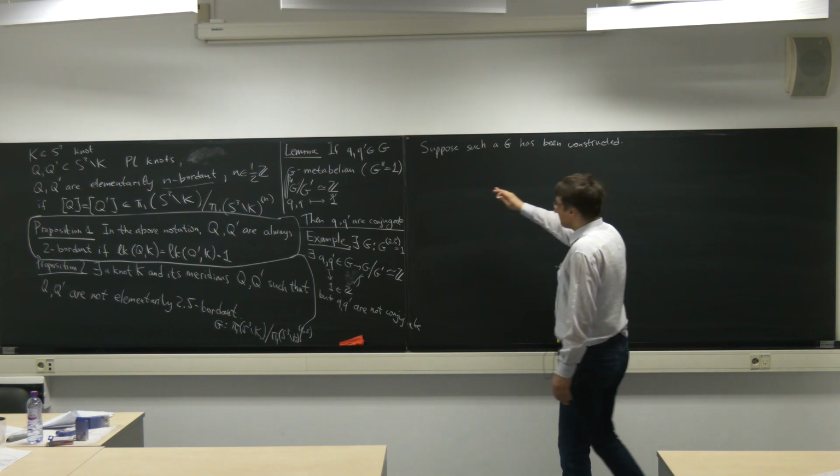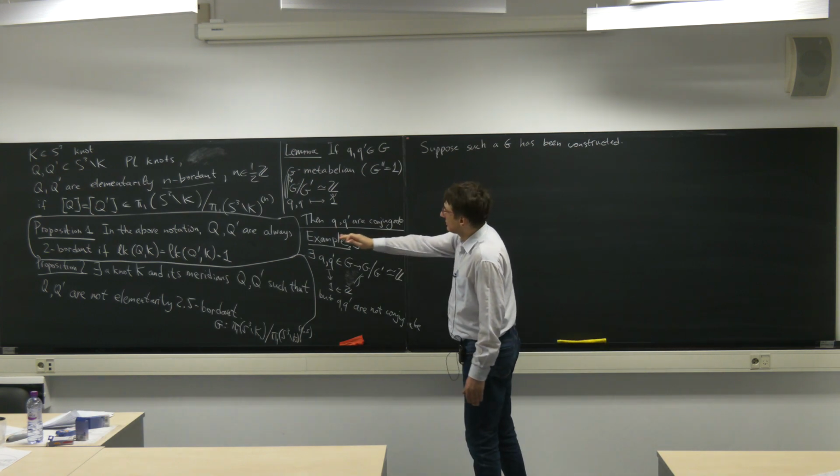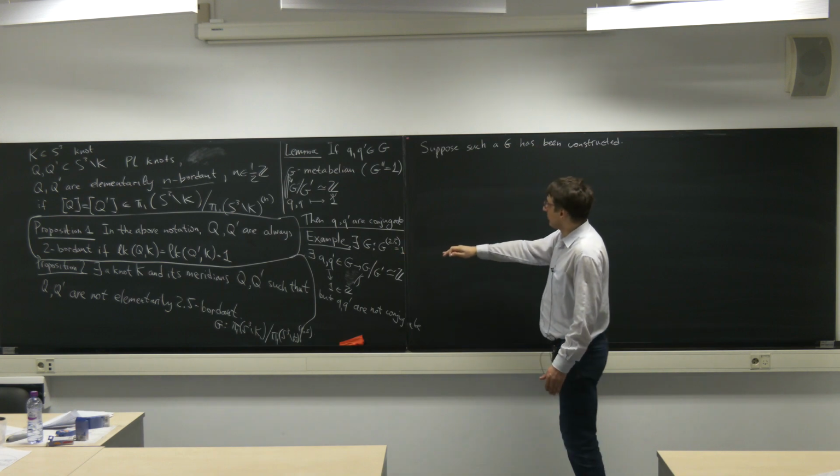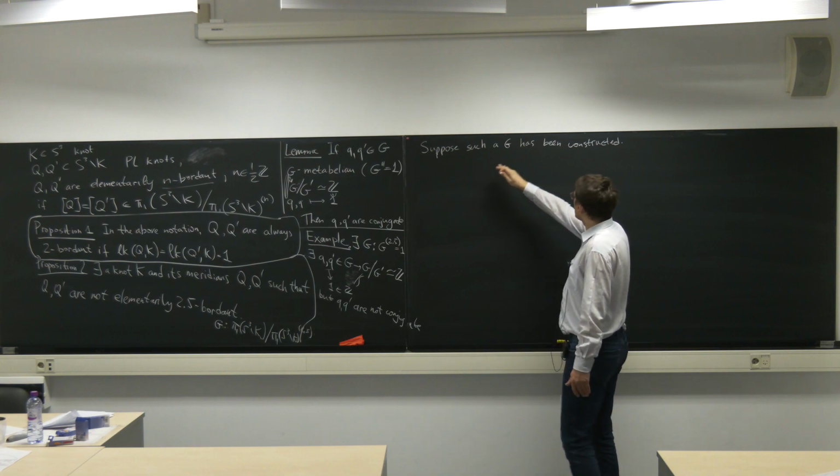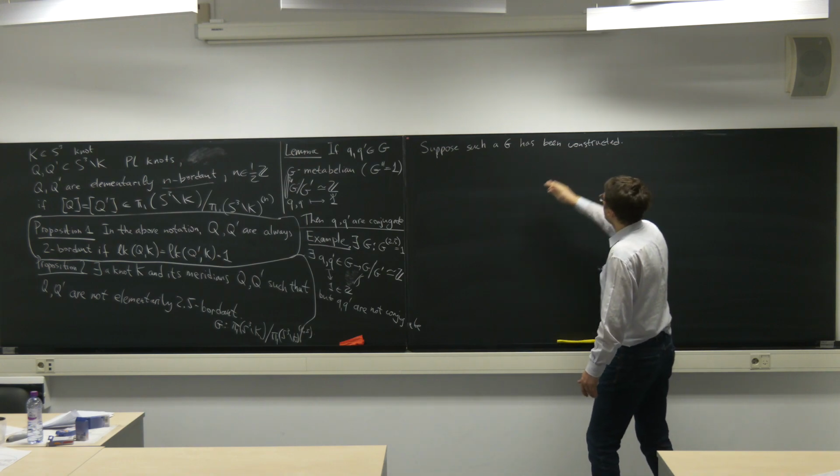Okay, so this example is motivated by proposition 2, and now I want to motivate the construction of this example. So to motivate the construction, suppose that such a G has been constructed.